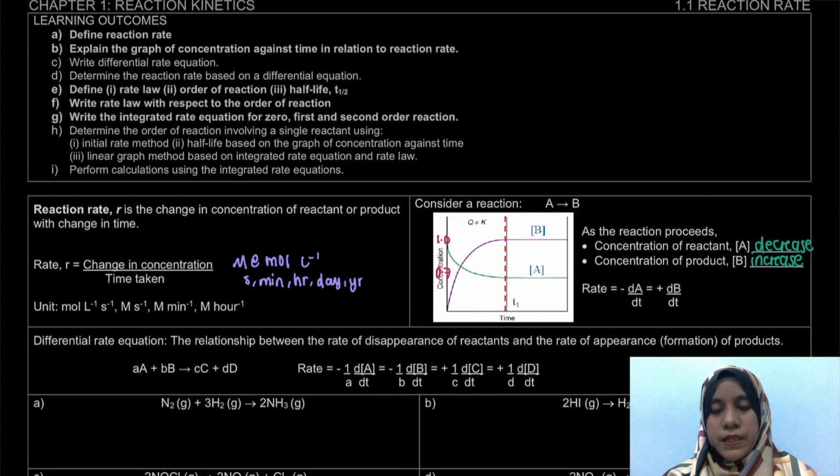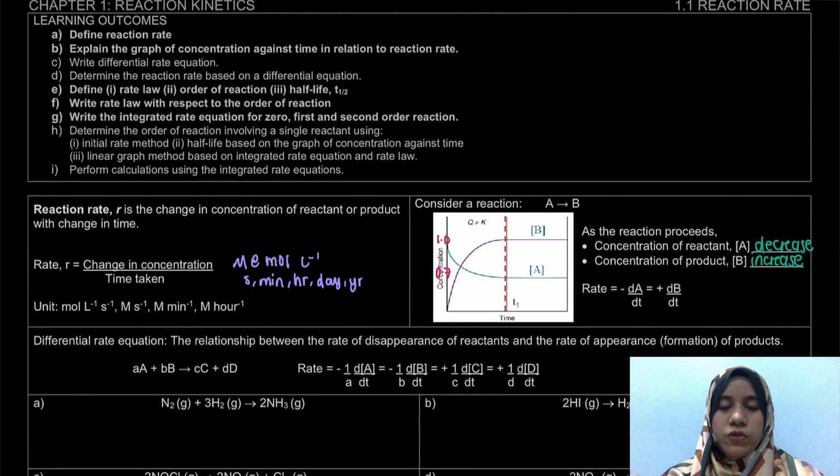Okay, so what happened here? If we're going to write down the rate itself, rate is equal to negative dA over dt. This is the change in concentration divided by the change of time. Why is there a negative sign here? The negative sign does not mean that the concentration is a negative value, it's not. The negative sign shows that the concentration decreases, as you can see here, the concentration is decreasing.